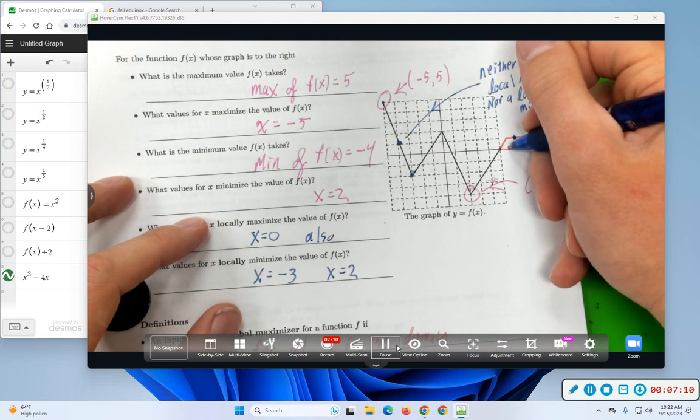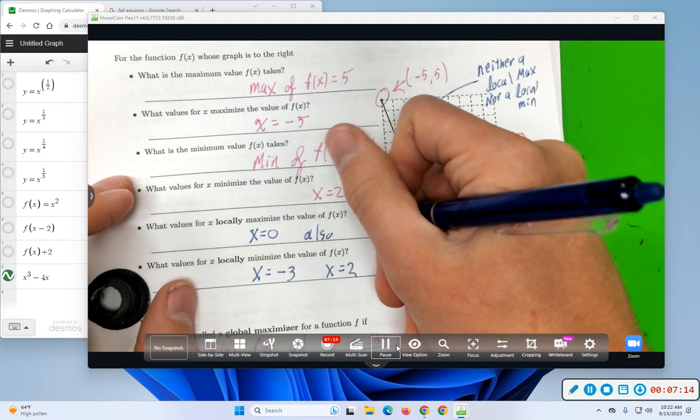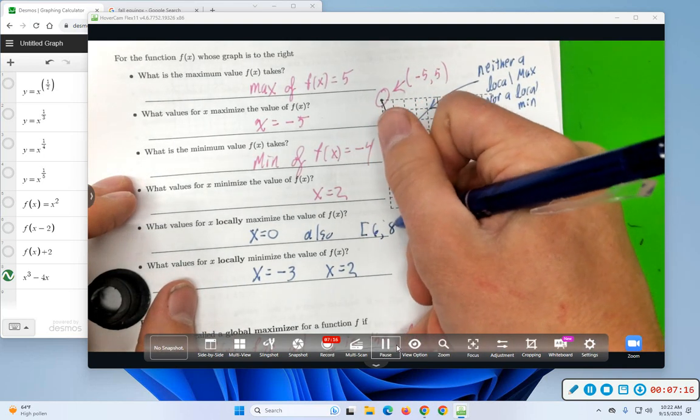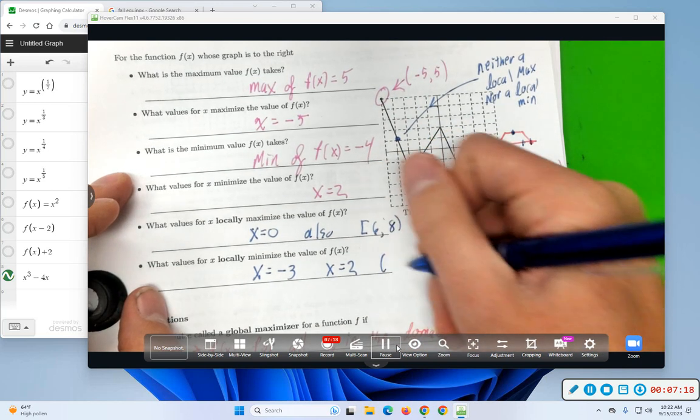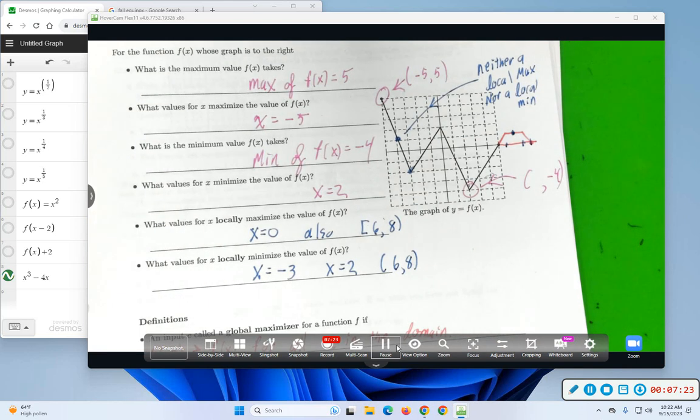Let's see, I guess that would be 6, 7, 8. Also, everything between 6 and 8. Everything between 6 and 8 exclusive produces a local minimum. You'll notice that I used different brackets at the endpoints there. Let's see if that makes sense.